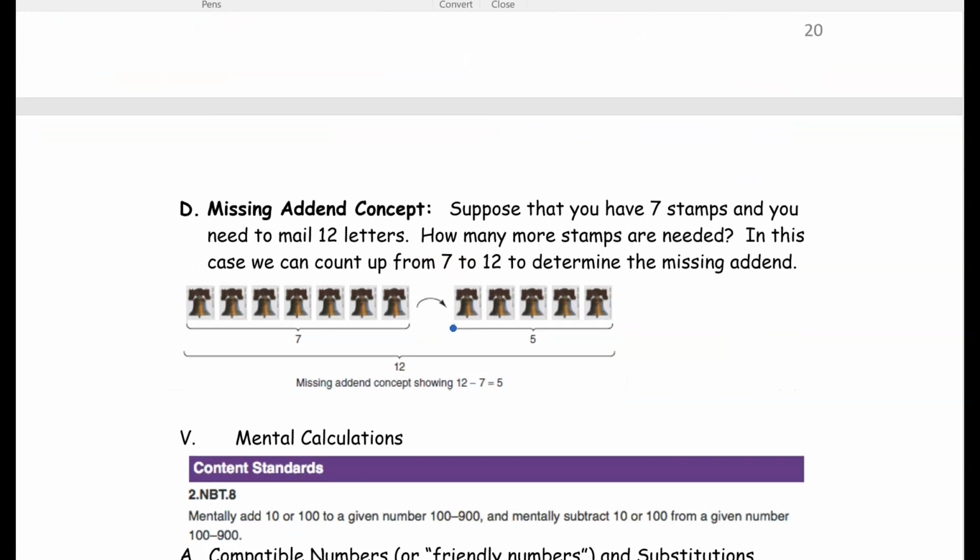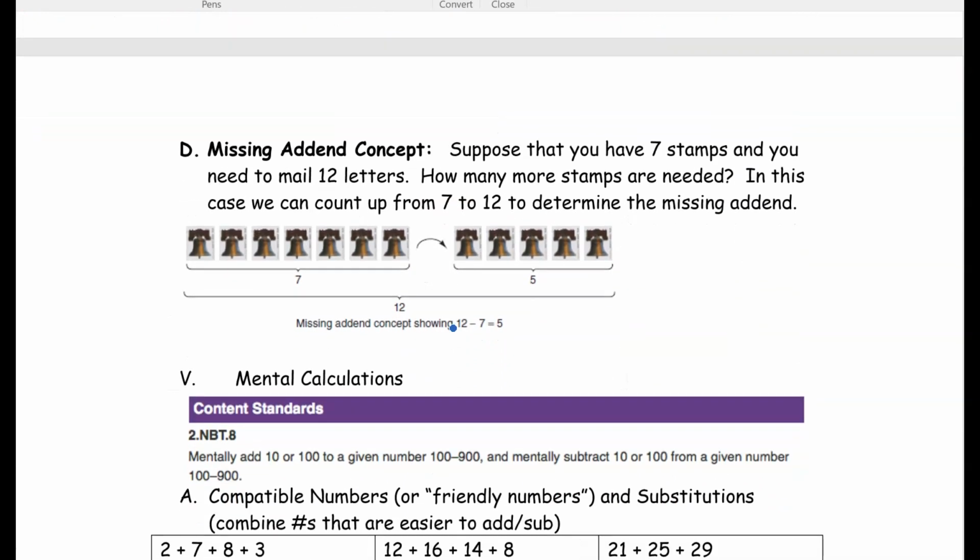And then last but not least, the missing addend concept. So we're going to change it into addition. So 12 minus 7 equals 5. What you could say to yourself is, suppose that you have 7 stamps. So you have 7, but you need 12. How many more stamps do you need in order to complete this and make it to 12? So you start with 7.